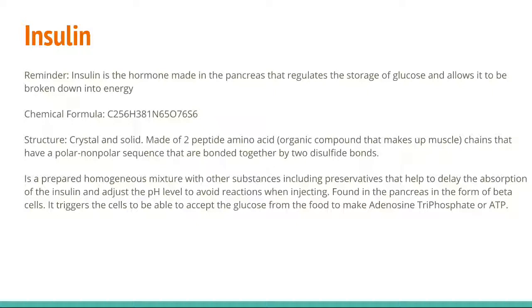It is a prepared homogeneous mixture with other substances, including preservatives, that helps to delay the absorption of the insulin and adjust the pH level to avoid reactions with the injection site. Found in the pancreas in the form of beta cells, it triggers the cells to be able to accept the glucose from the food to make adenosine triphosphate, or ATP, simply known as energy.